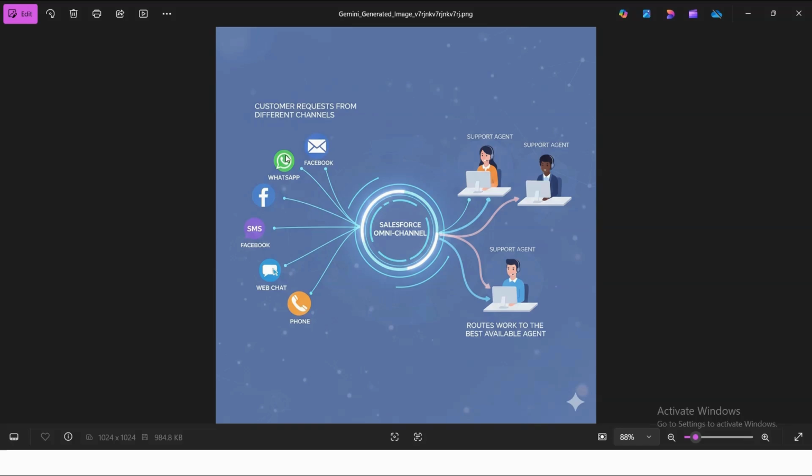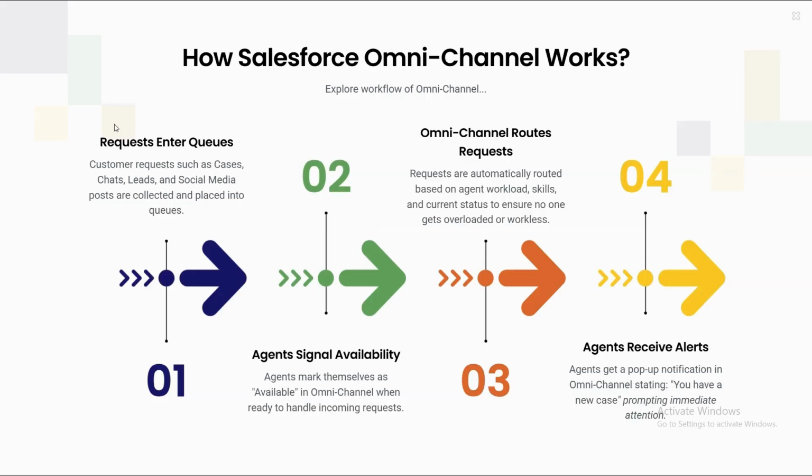So that when we drop the email, it is converted into a case in Omnichannel. That case means that customer requests are placed into a queue. As we can see, customer requests such as cases, chats, leads, or social media posts are collected and placed into a queue. Queue means what? Queue means a line of customer requests. There are multiple customer requests, so our request will also be placed into that line.